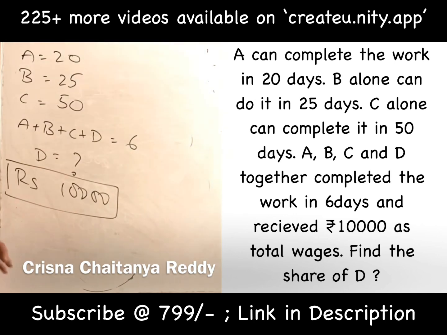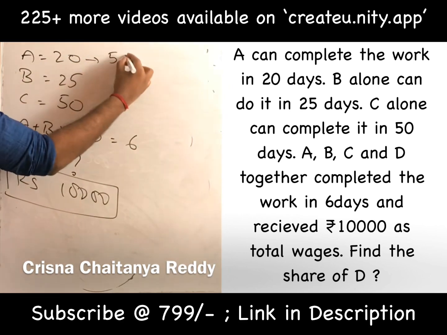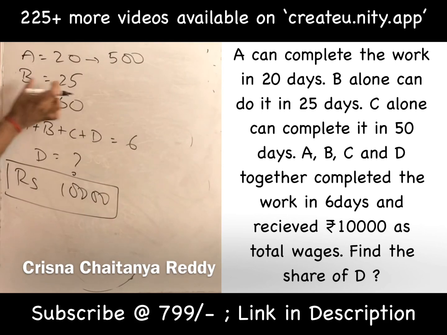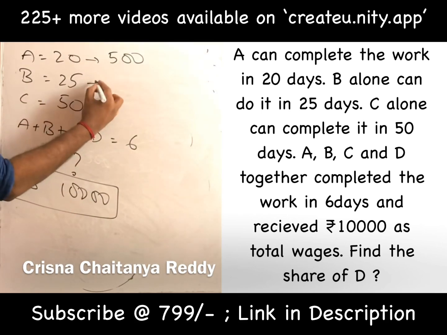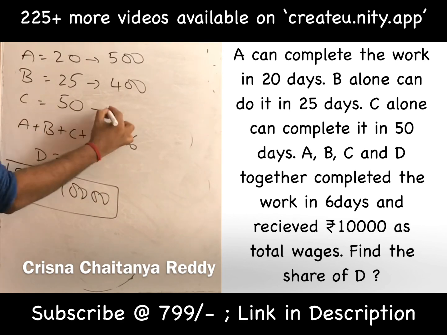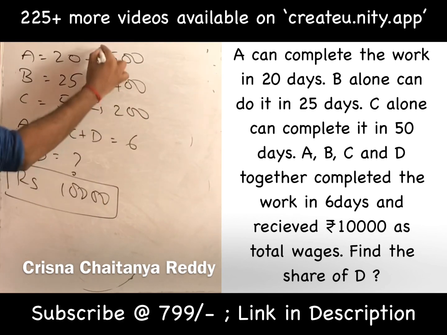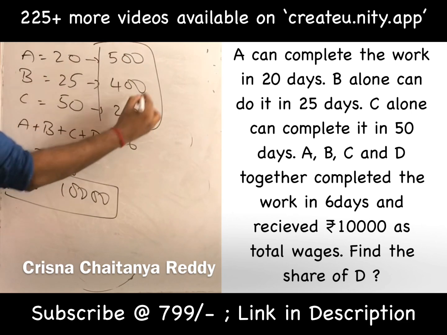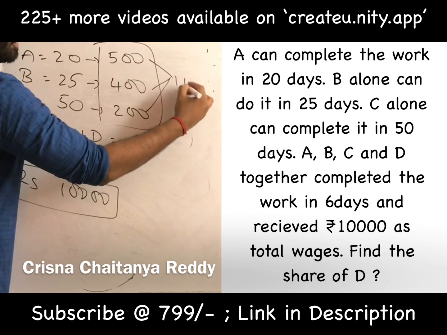We all will do it together. Don't use any 1 by A, 1 by B. Don't use any LCM. Don't use any ratio. Nothing. The total work worth is 10,000. If A alone does it, he will do it in 20 days. 20 days 10,000. That means per day 500. B can do it in 25 days. 25 days 10,000. Per day 400. C can do it in 50 days. 50 days 10,000. Per day 200. Put together all three of them per day 1,100.